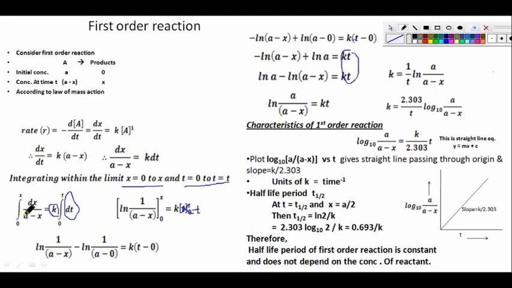So what is the integration of 1 upon A minus x dx? It is ln 1 upon A minus x, but we put here the limit 0 to x. So ln 1 upon A minus x, because the upper limit of x is x, minus ln 1 upon A minus, what is the lower limit of x? 0. So we put here 0, 1 upon A minus 0 is equal to kt.